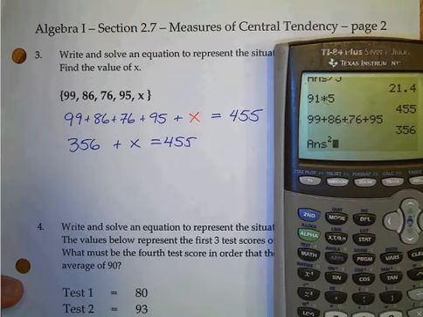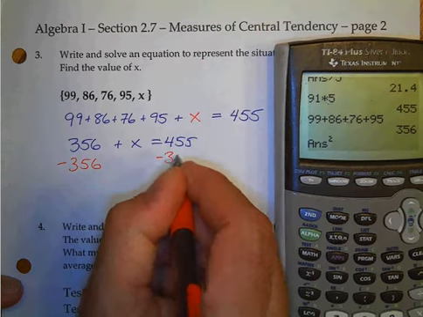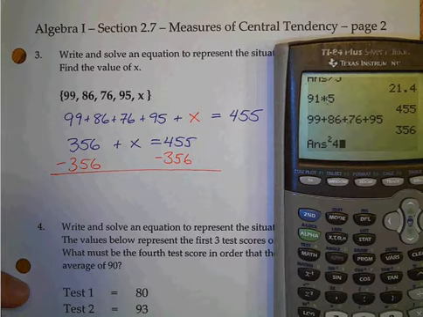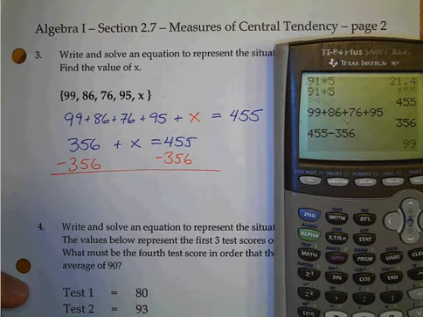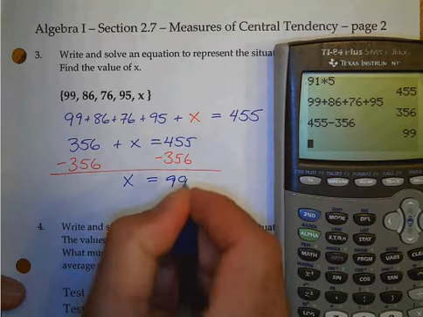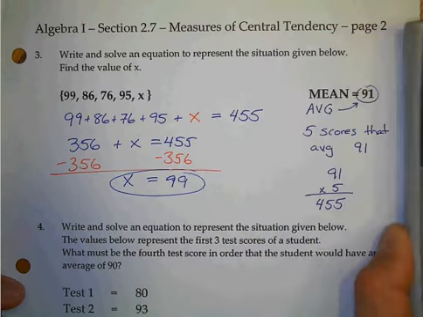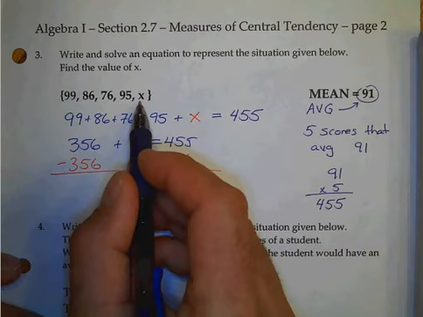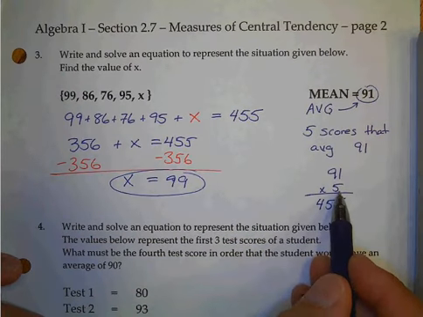So what does x need to be to get this total average? Well, let's subtract 356 from both sides. So we're going to take 455 and subtract 356. It looks like to get an average of 91, our last score has to be a 99. So this is one method that we can use when we're missing a final score to determine what an average would be. If there were 6 or 7 scores, we'd multiply by either 6 or 7. In this case, there was only 5.